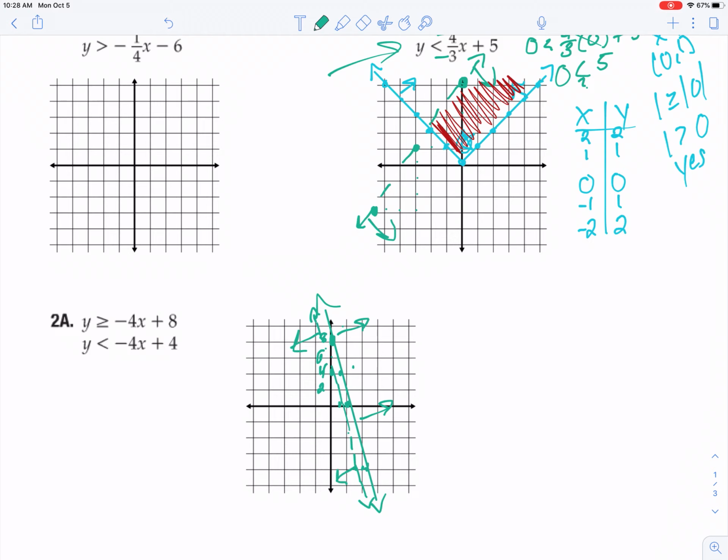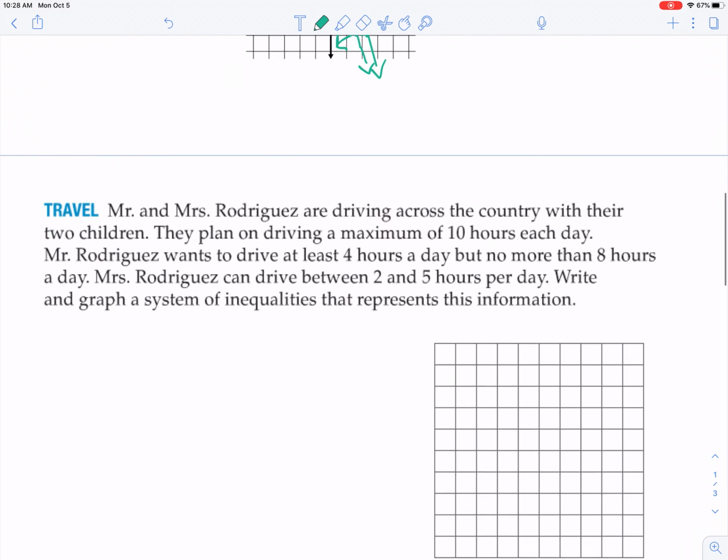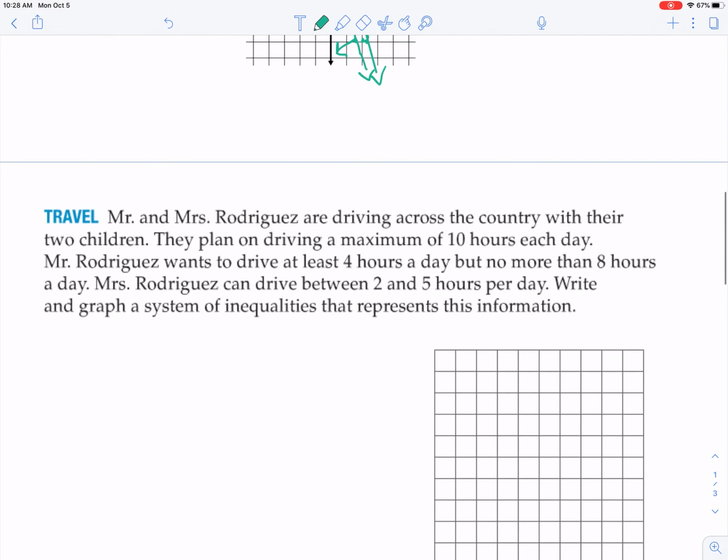Notice they are parallel lines. So the lines are never going to cross, and there's no way that that middle section is ever going to become a shaded region. So this one is no solution. All right, and that, I believe, is all for today. I want to do that example in class.